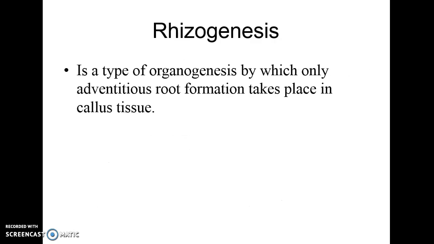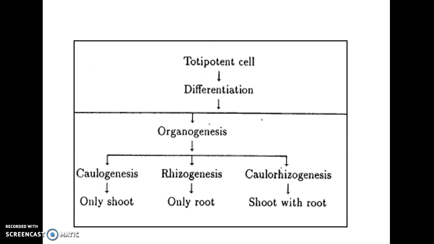Next is rhizogenesis. Rhizo is related to roots. It is the type of organogenesis by which only the adventitious root formation takes place in the callus tissue. So what is rhizogenesis? Only the formation of roots. Now what is meant by caulorhizogenesis? There is formation of shoot and root.